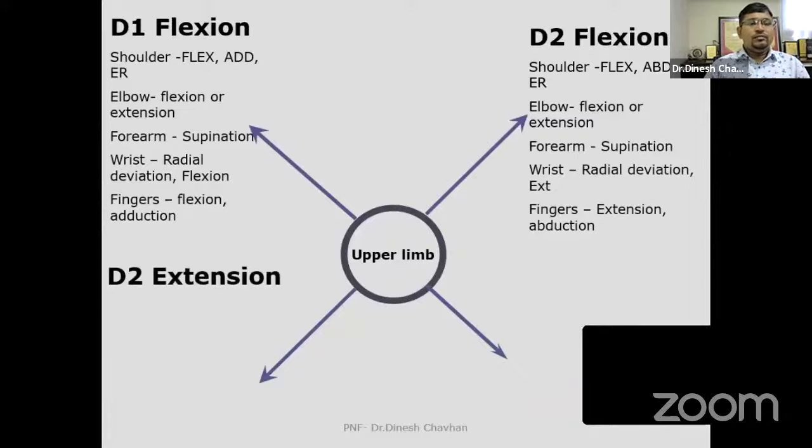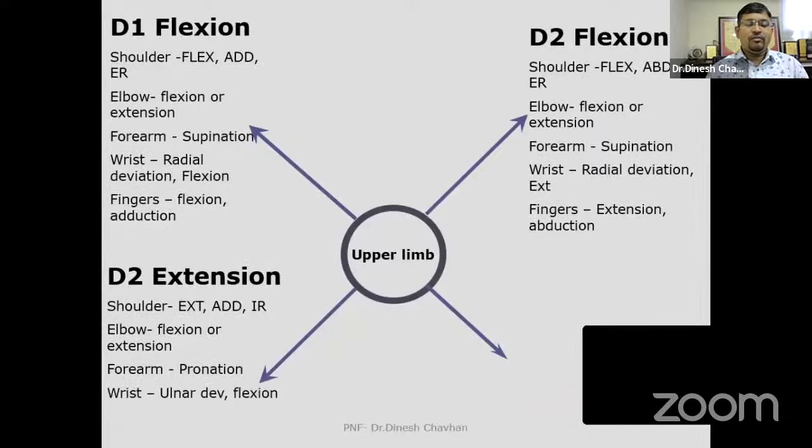What movements happen during a D2 extension of the upper limb? At the shoulder, extension, adduction, internal rotation. At the elbow, flexion or extension. At the forearm, we see pronation. At the wrist, ulnar deviation and flexion. At the finger, flexion and adduction.